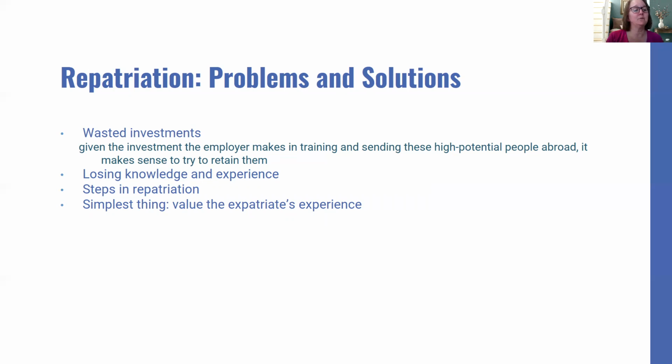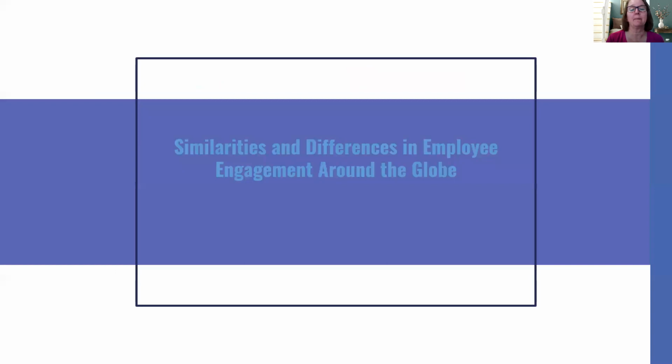You want steps in repatriation. You want the simplest things that value the expatriate's experience and bring them home in a good way, close the loop, and give them value when they come back to the home office.